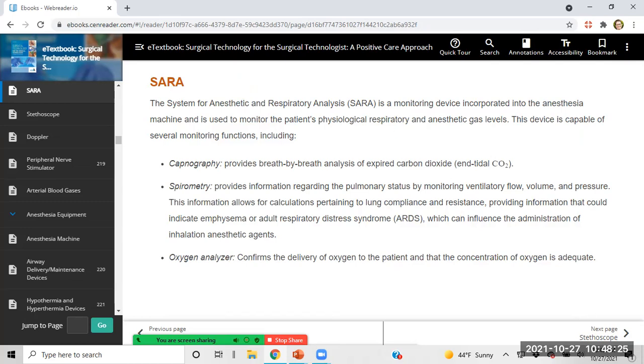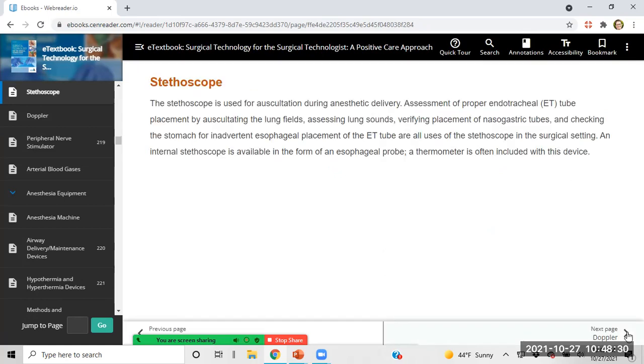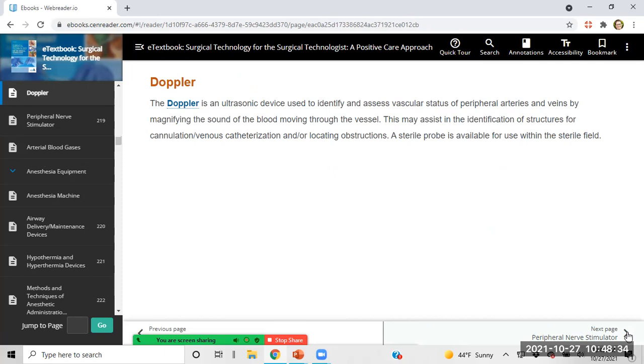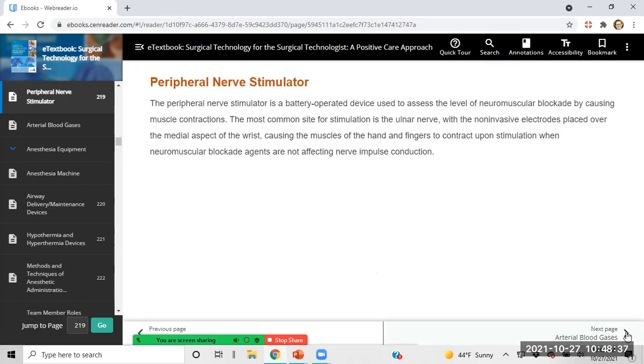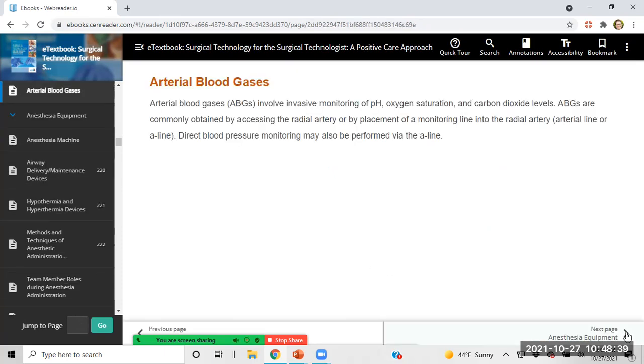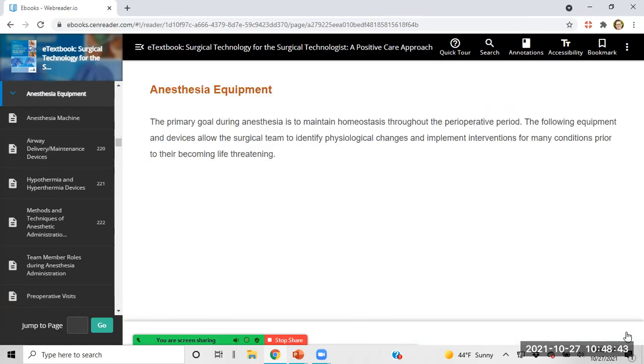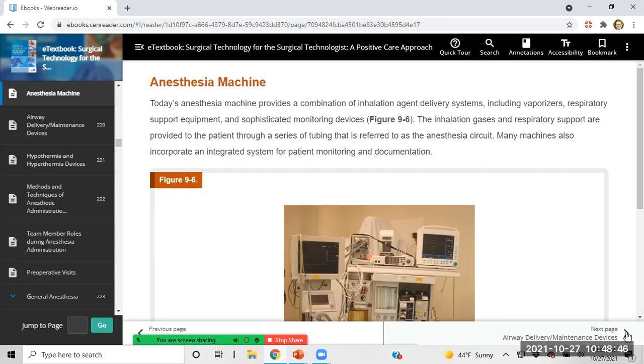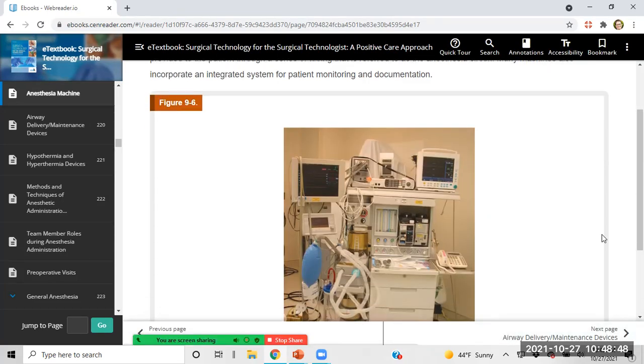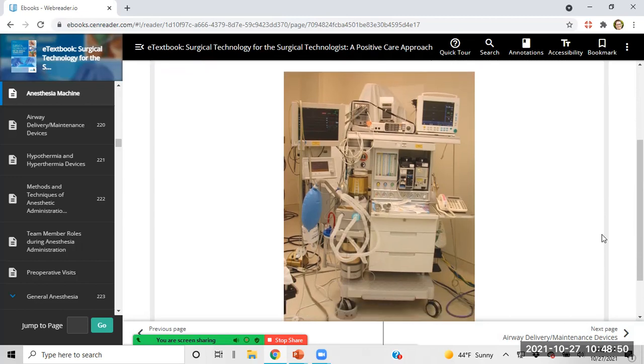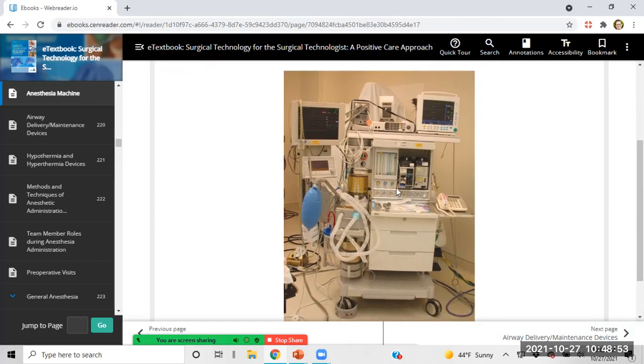And that was the monitor that I showed you. All of that information. Stethoscope, of course, is going to be used. Doppler, peripheral stimulator, ABGs. We saw that equipment. So here's the anesthesia machine. We've got one in our lab that looks very similar to this. So please check it out tomorrow night and see if you can figure out what does what.